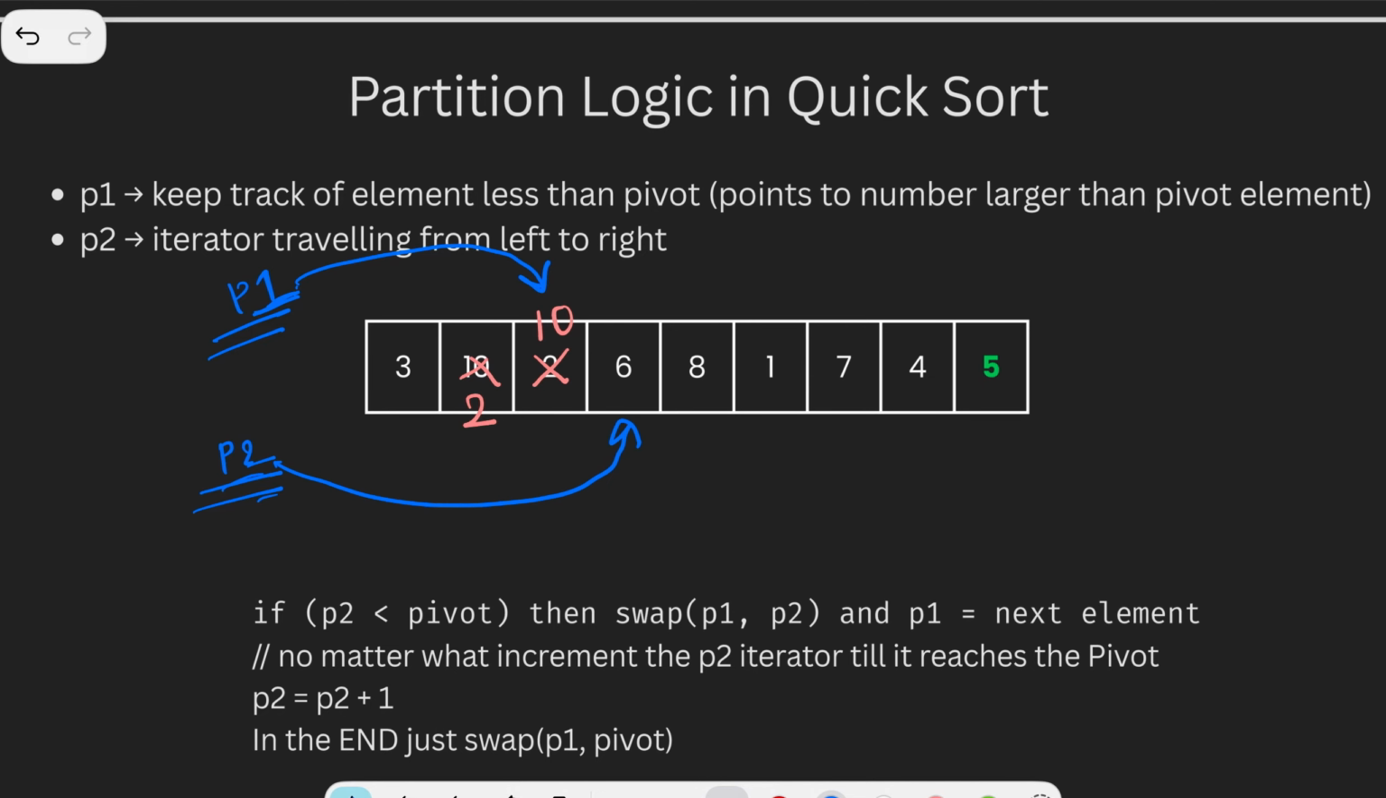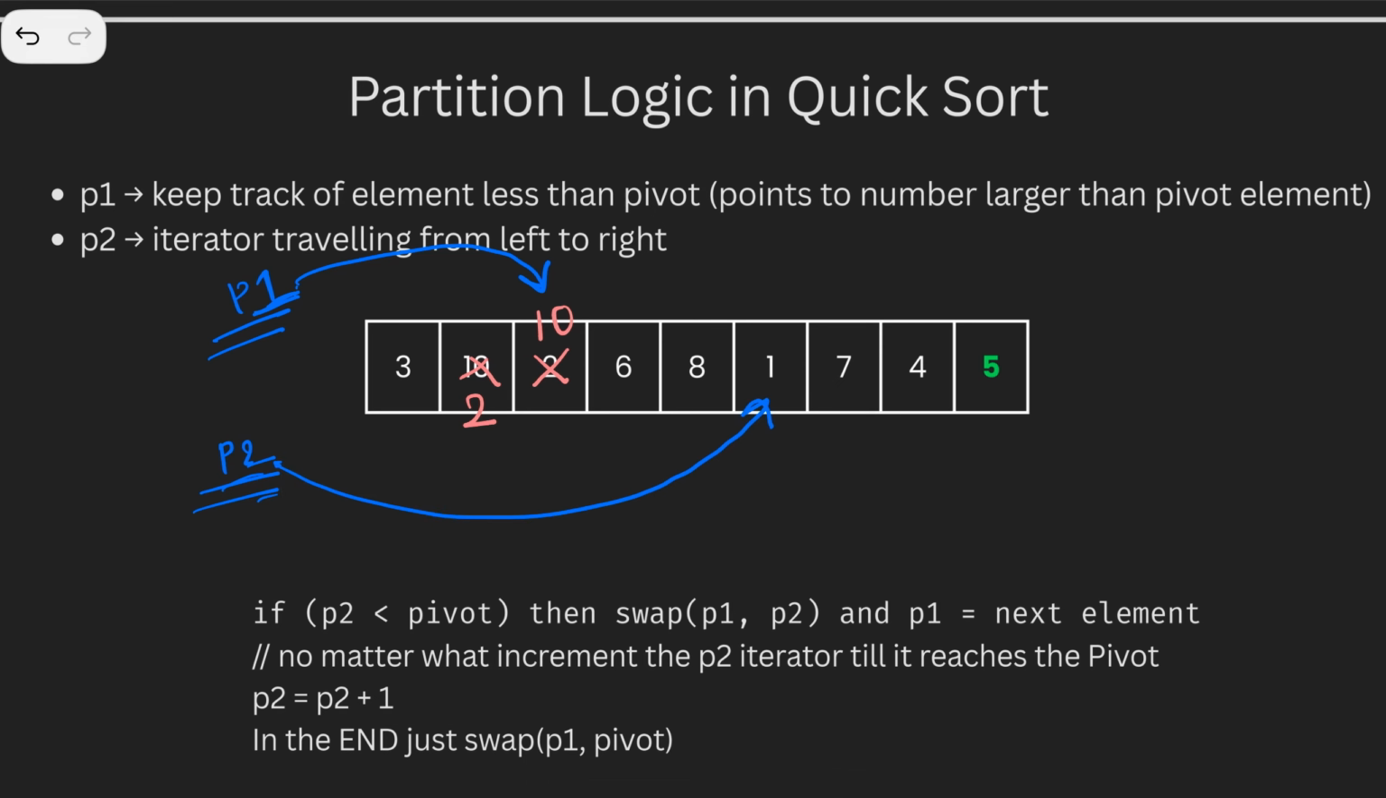Again we will do the check whether P2 is less than our selected element or not. In this case it's not, it's 6. So we are just going to increment P2. Same thing will happen with 8 as well. Now we check again whether our P2 is less than our selected element or not. In this case, yes, it is less than our selected element. So what we do? We swap P2 with P1.